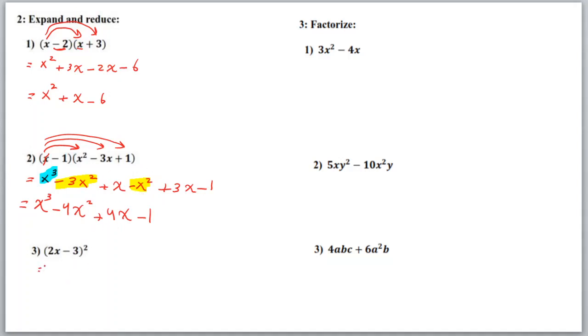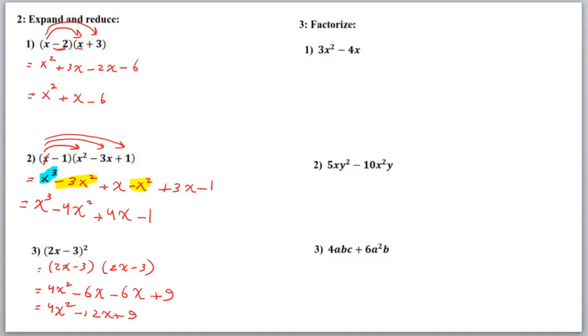The last one is equal to 2x minus 3 times itself, since it is 2x minus 3 squared. So it will be 2x times 2x, 4x squared. Okay, 2x times negative 3, minus 6x. Again, minus 3 times 2x, minus 6x, and then plus 9. 3 times 3, 9. Negative times negative, positive. So the answer will be 4x squared, I copy it, minus 12x plus 9. That's it. It's the final answer.